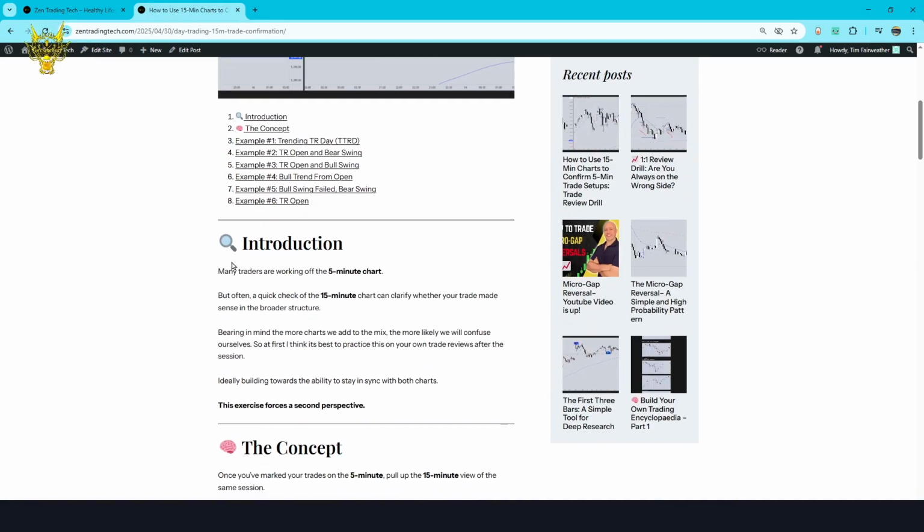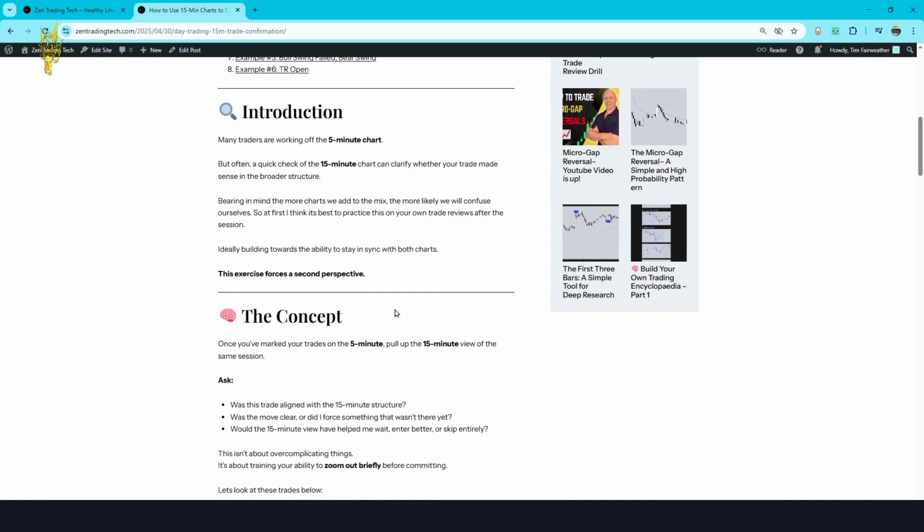Now, in this post, I discuss that ideally we're going to work towards this ability to stay in sync with both charts. But when we add new information as well as trading live, we're probably going to hesitate, we're going to make more mistakes. So just bear this in mind. My recommendation is that if this is the first time you've done this, then spend time doing it on charts you've already marked up, and then slowly move to using it when you live trade. If you find that by putting a 15-minute chart next to your 5-minute chart, you hesitate and have a terrible day, well, then you know the cause and you can build it up over time.